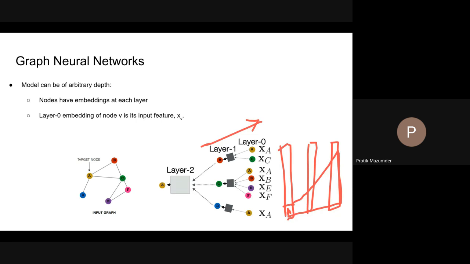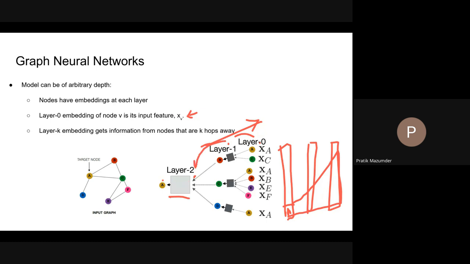The layer zero, or the initial layer, will basically be an embedding of the individual node using its input feature. And a layer K, which is much farther away, will get information from all the nodes that are K hops away. So if you are at layer 2, you're getting information from all the previous layers, from layer 0 and so on.